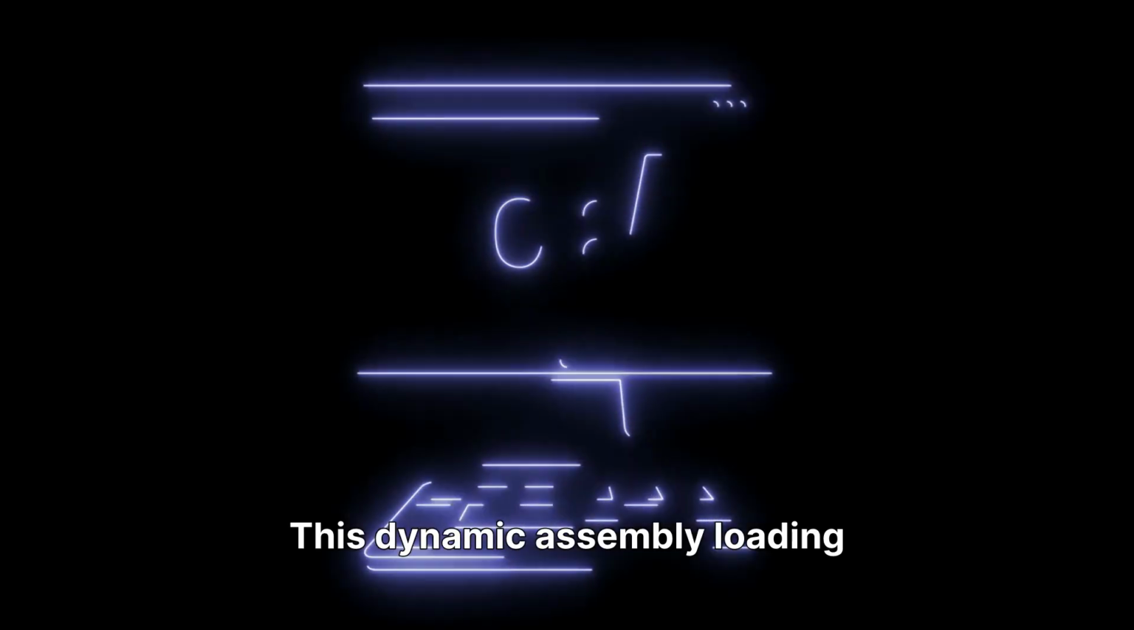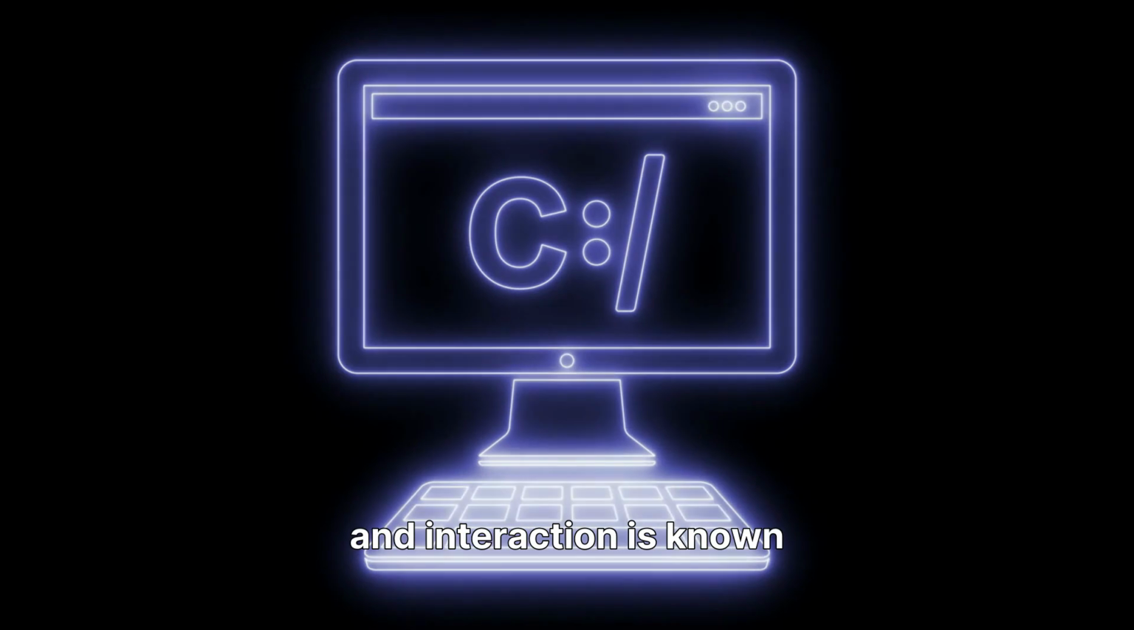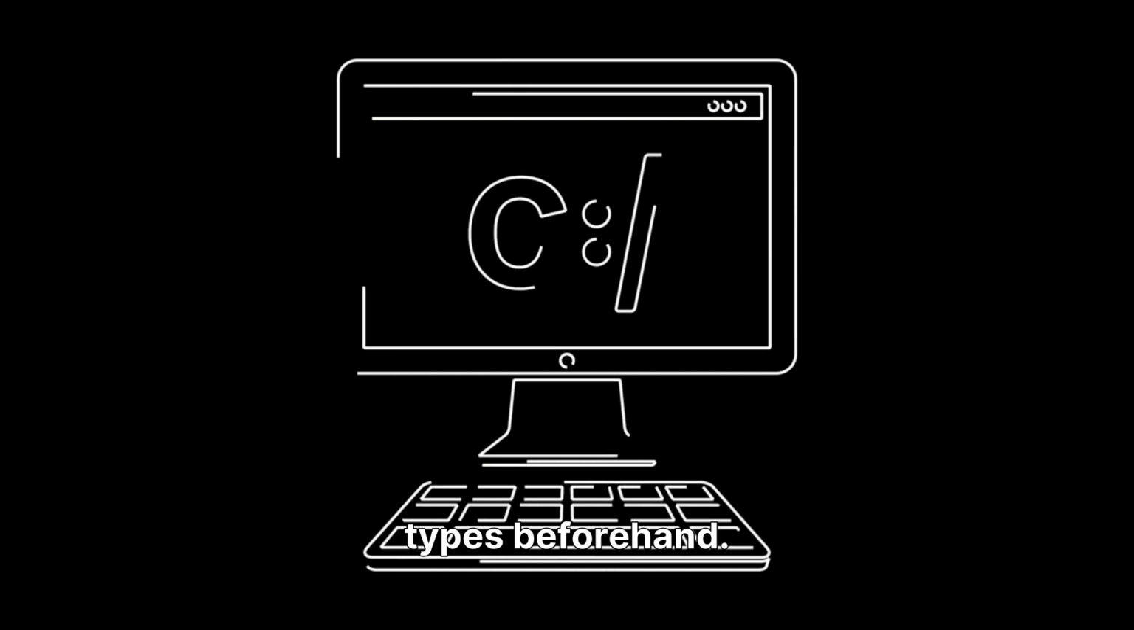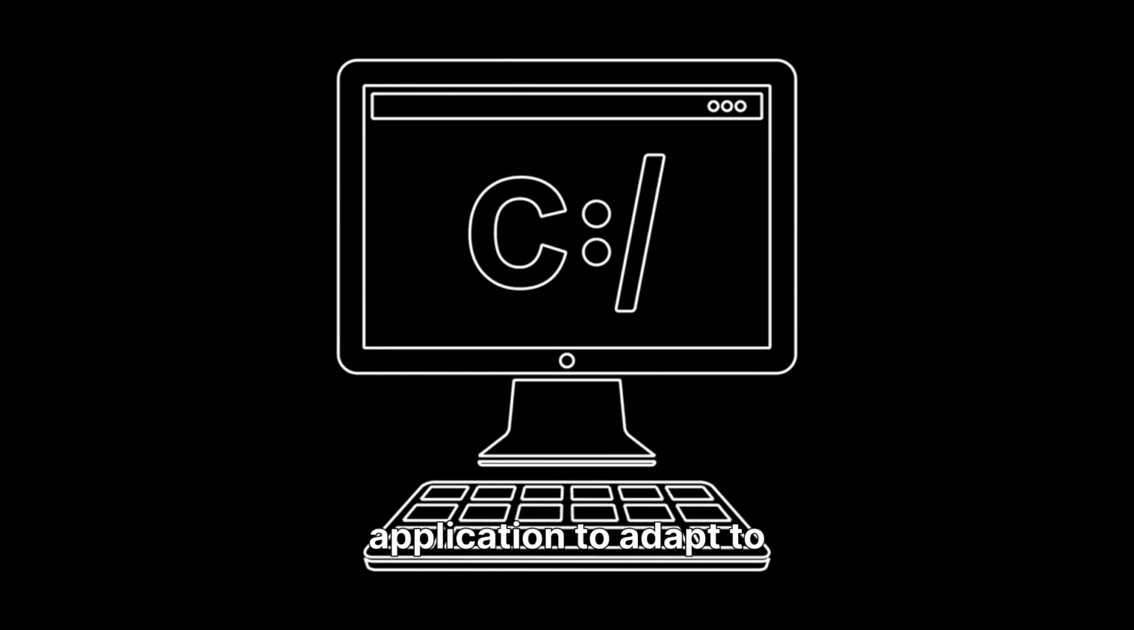This dynamic assembly loading and interaction is known as late binding. It is particularly useful when exact types or methods are unknown at compile time. For example, a plugin system can load various plugins implementing a common interface without knowing specific types beforehand. Late binding allows your application to adapt to unknown components.